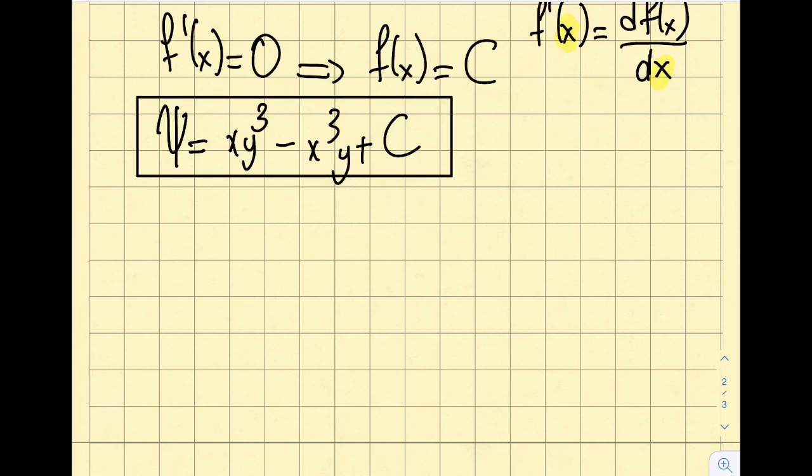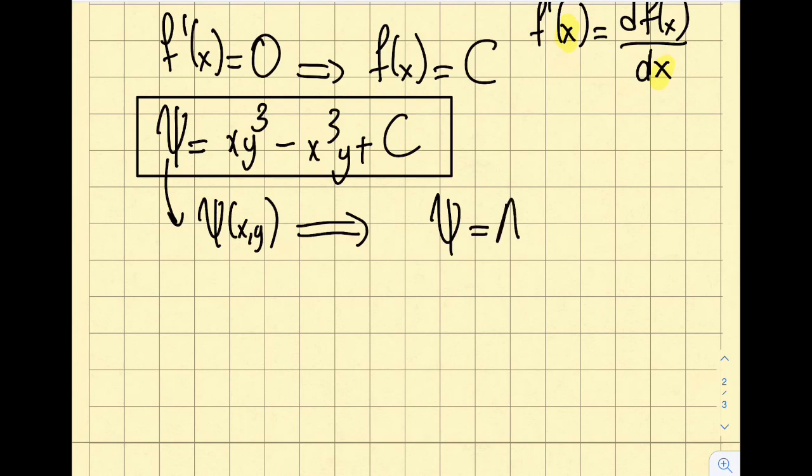The next step is finding the streamline from the stream function. If we remember, the stream function is a function of x and y. However, for the purposes of defining the streamline, this will now be a constant value. So I'm going to call this a, just an arbitrary letter. So a, which is a constant number, will be equal to xy cubed minus x cubed y plus a c.